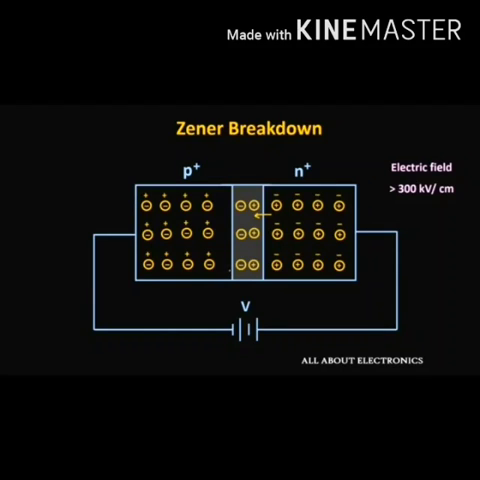The process of emission of electrons due to the rupture of bonds in the lattice due to the strong electric field is known as internal field emission or field ionization. The electric field required for this is of the order of 10 to the power of 6 volt meter minus 1.